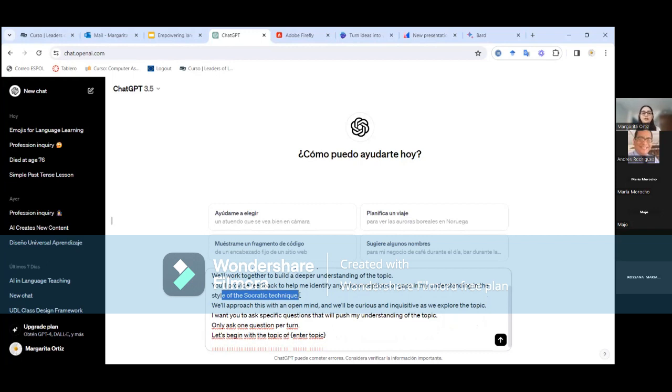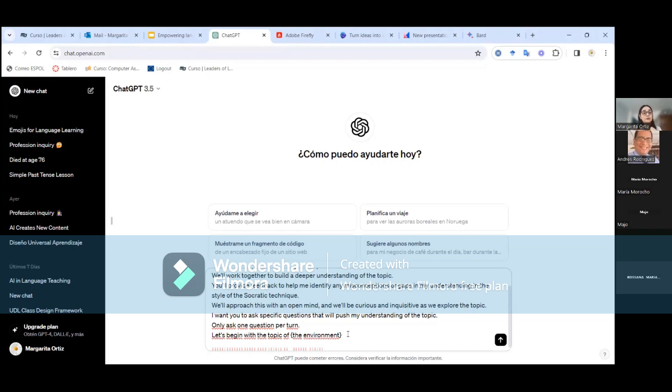Socrates used to do that. He used to have a conversation with you, but by asking questions. So the more questions he asked, the more information he gathered from you, and that's how you could understand more about something. Okay, so let's imagine that we're teaching science, and the topic is about the environment.